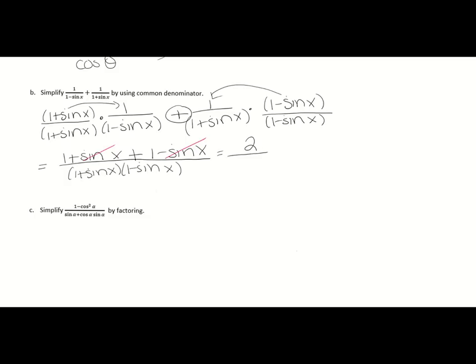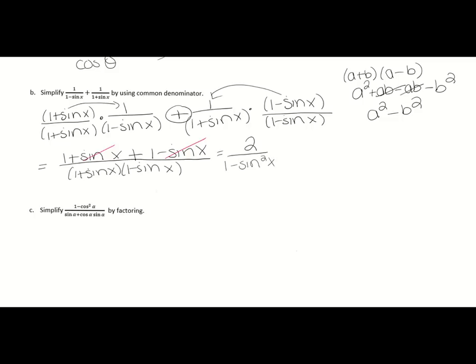Now in the bottom I'm going to FOIL. Remember that in algebra, if you have a plus b times a minus b, these are called conjugates of each other, because you change the sign in the middle. And when you FOIL it out, you get a squared plus ab minus ab minus b squared. But these cancel, so you're just left with a squared minus b squared. So when I FOIL out 1 plus sine x times 1 minus sine x, the middle terms will cancel, and I'll be left with 1 minus sine squared x.